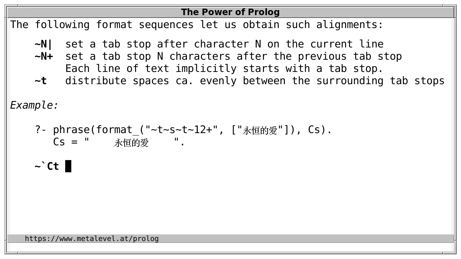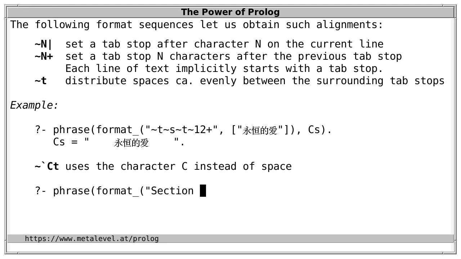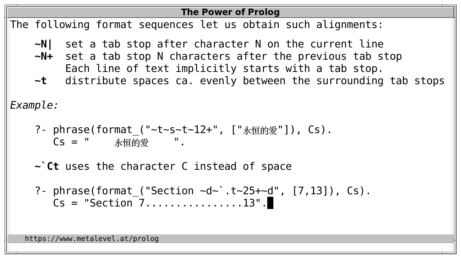And in fact, we can also specify the character that we want to use for this padding. So with this tilde backward syntax, we can specify the character C to be used. For instance, we may want to format a table of contents where we refer to a section and then fill the line with the character dot until, say, position 25, and have it followed by the page number. And we can plug in the arguments dynamically, and when we ask for the characters described here, we get this string where instead of space, dot is used for padding.